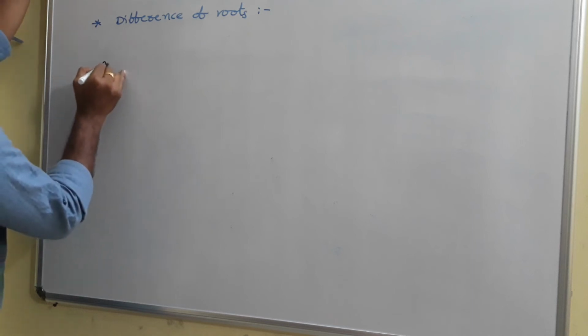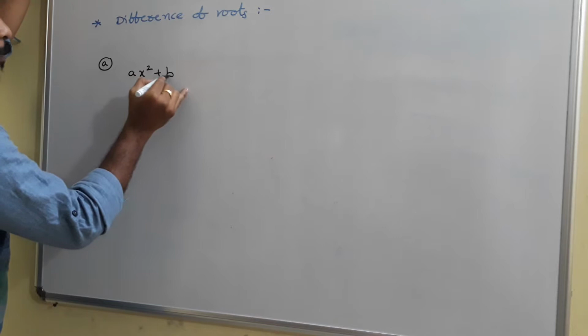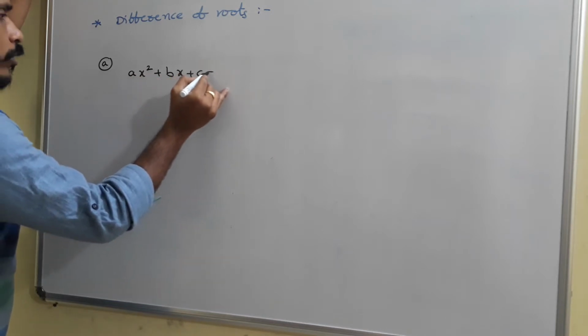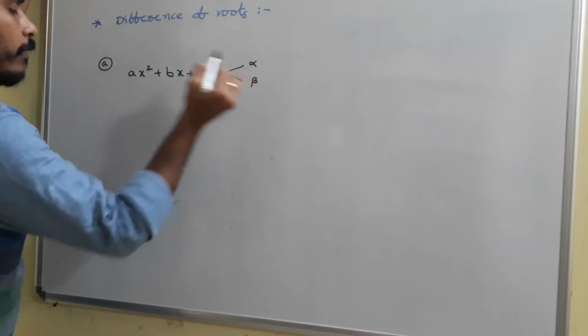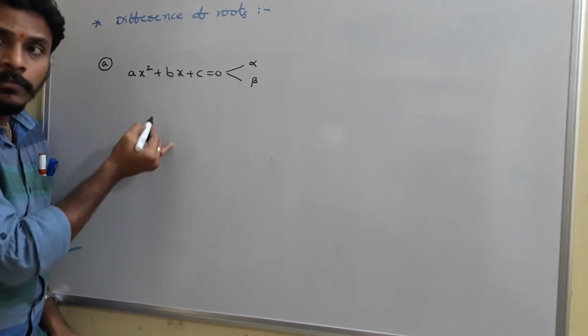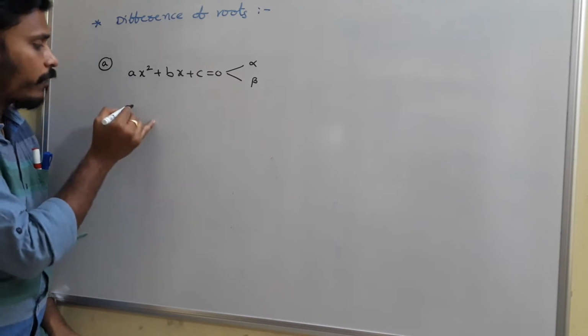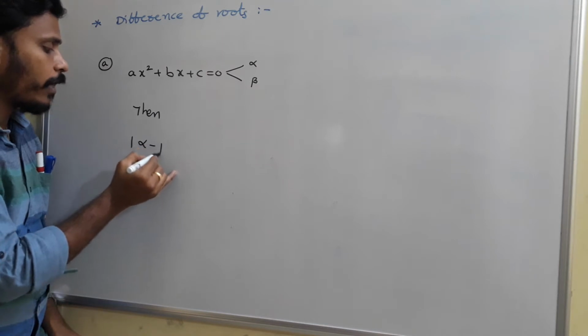For example, if we have an equation, usually ax² + bx + c = 0. If this equation has roots alpha and beta, then what is alpha minus beta? Already we calculated that. Then modulus of alpha minus beta.